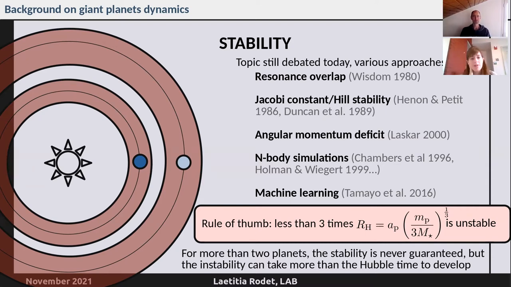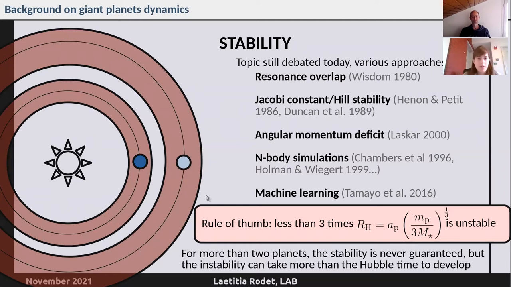And there have been lots of approaches to characterize this chaotic zone, from the most theoretical one to recent innovative numerical methods. A rule of thumb that we usually use is using the Hill radius, with the mass ratio of the planet and the semi-major axis of the planet. And the rule of thumb is that the chaotic zone is of the order of magnitude of 3 Hill radii on each side.